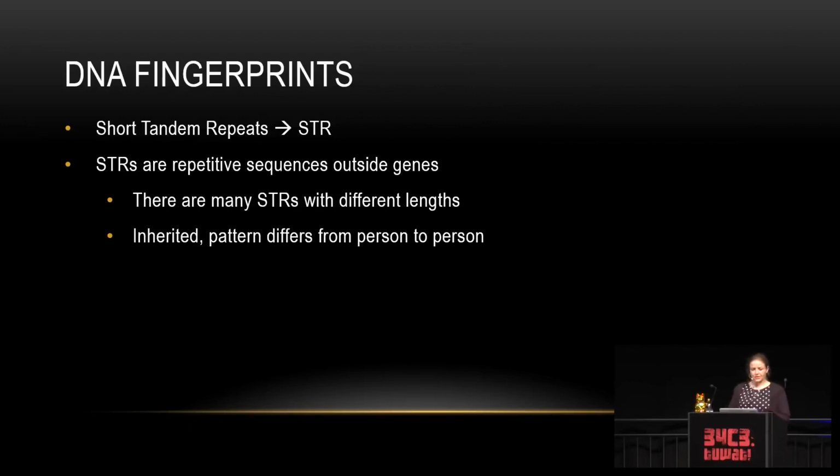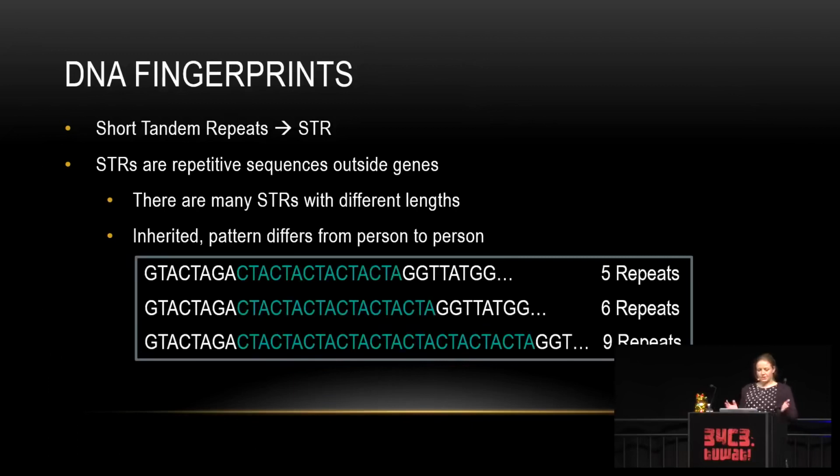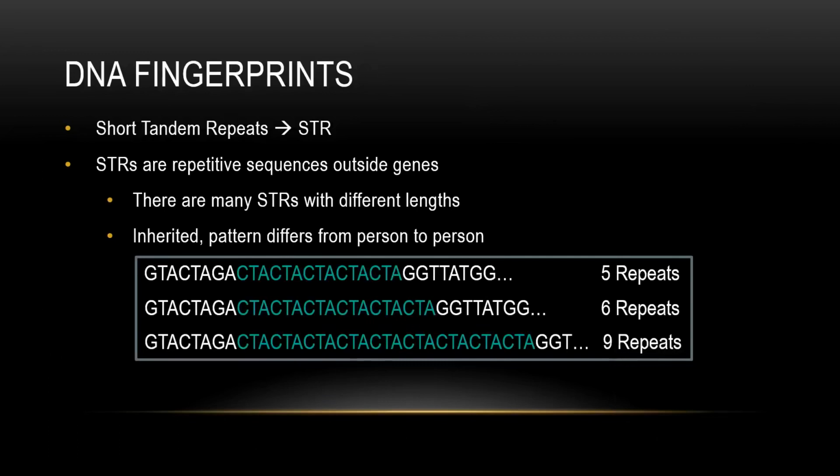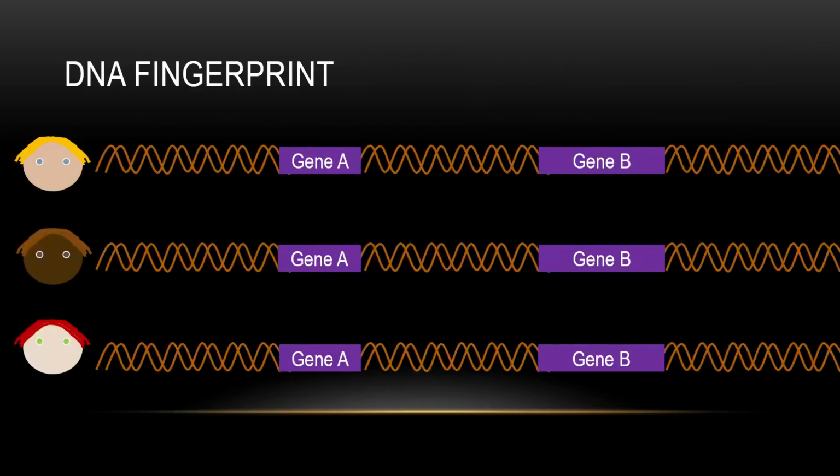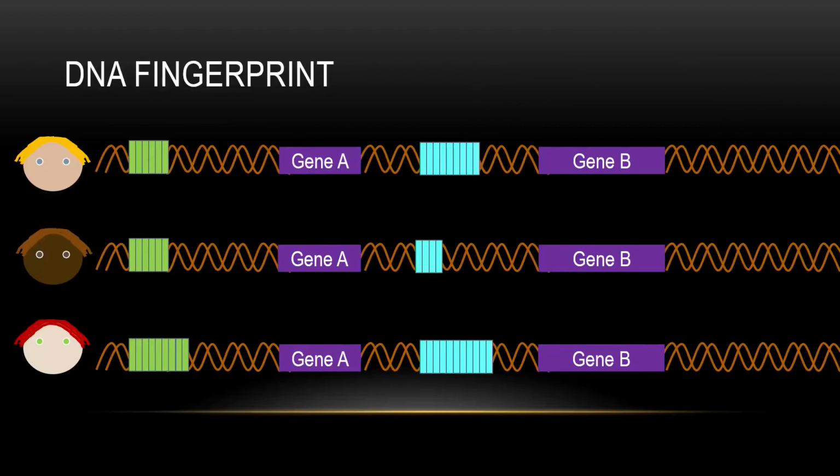And there are many STRs with different lengths, which are inherited, and the pattern of these STRs differs from person to person. And basically it just looks like this, that you have, for example, the repeat CTA 5 times, or 6 times, or 9 times. And the number of the repeats is the thing that differs. If you look at the gene, then this could look something like this, and basically you just count the number of the repeats. So each box here represents a repeat. Sometimes you have a similar one and the same number, and sometimes you have different numbers.